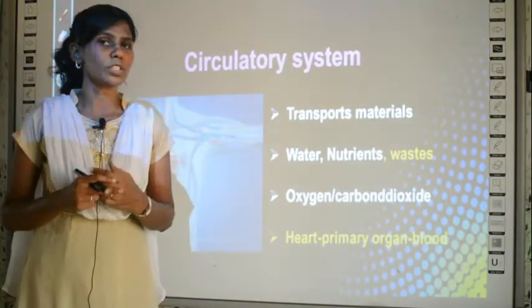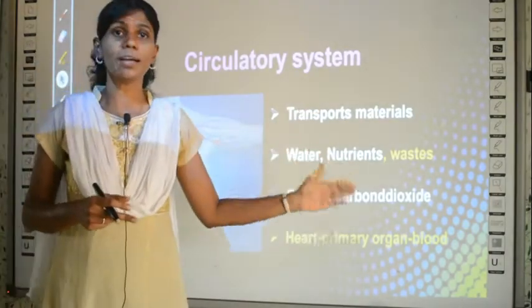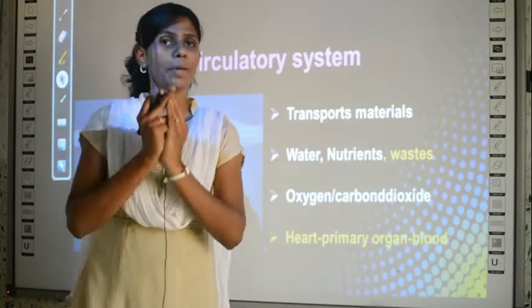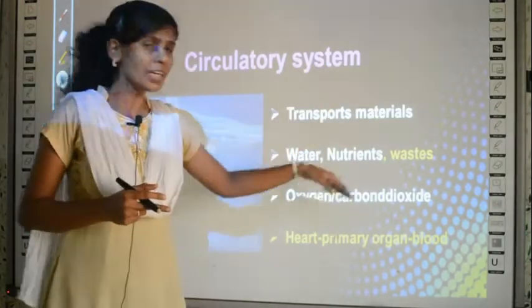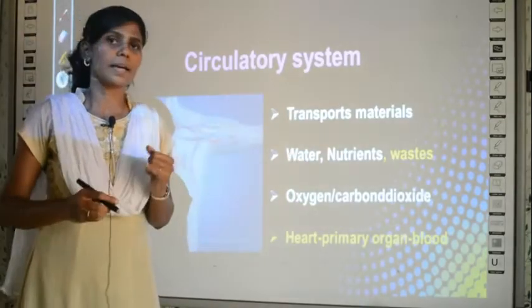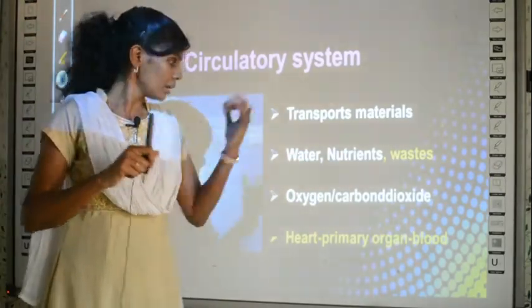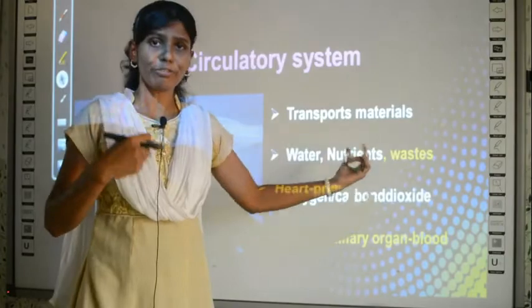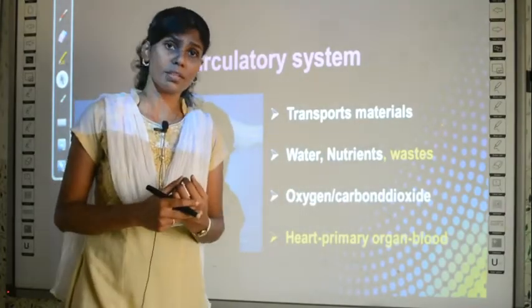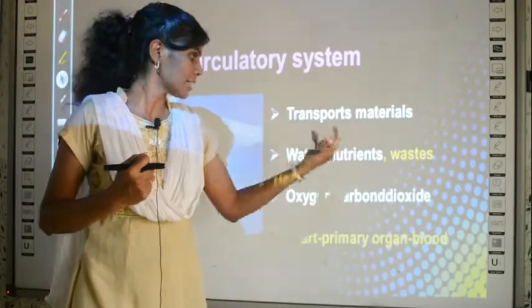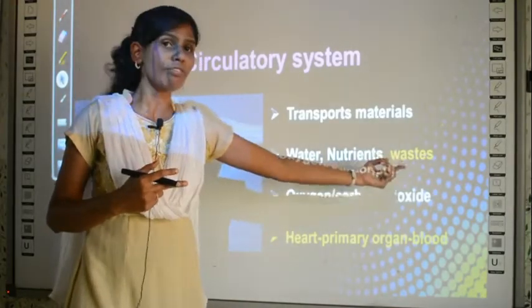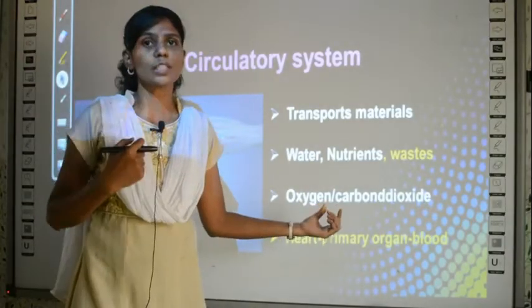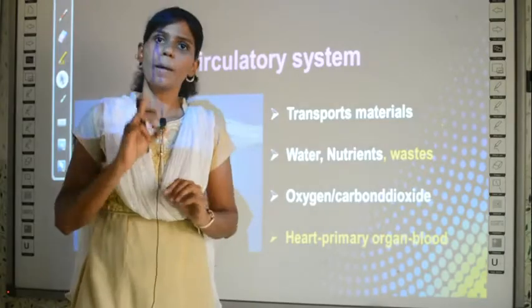Which system is responsible for transporting all these materials in your body? The circulatory system. For this transport, blood is the major medium, because all these materials are present in the blood. The excess water in your body is mixed with the blood. The nutrients are mixed with the blood. The food you eat, after digestion in the stomach, is absorbed by the blood. That's how you have nutrients. I told you the waste products of metabolism are also mixed in the blood, and the gases you inhale and exhale are also mixed with the blood.